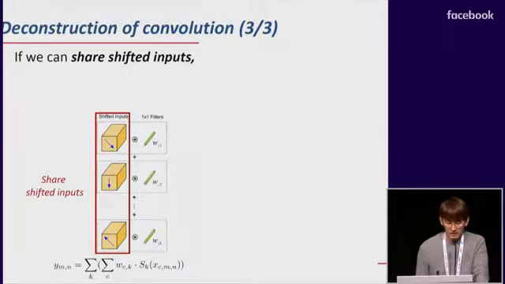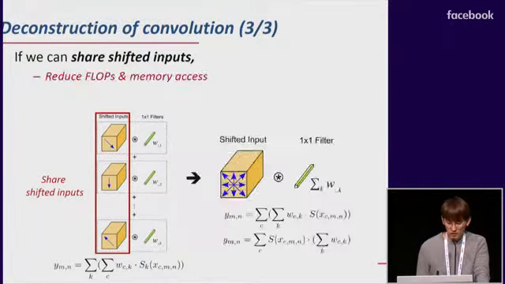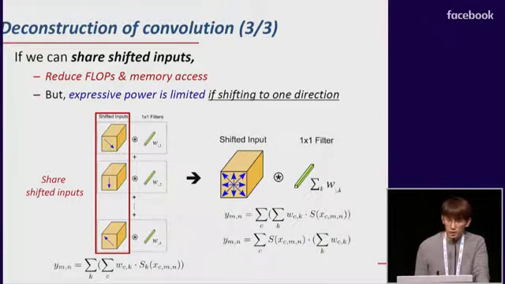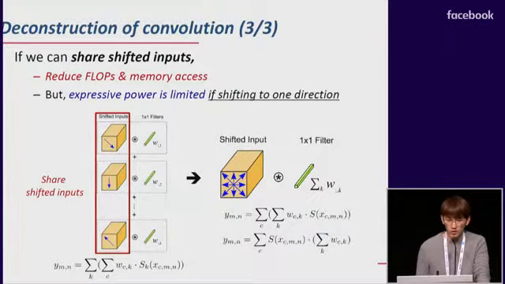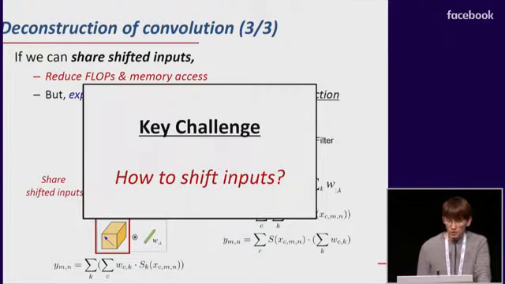Based on our understanding, if we can share these shifted inputs, the computational complexity and the memory access will be greatly reduced. However, if inputs are shifted in only one direction, the expressive power is very limited and we cannot achieve a good accuracy. So the key challenge of this problem is the way of shifting inputs for better accuracy.